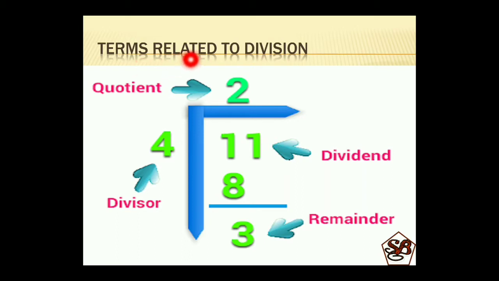Let's know some terms related to division. The number which we are dividing is called dividend. The number by which we are dividing is called divisor. After dividing, the number which we get is called quotient, and whatever is left in the end is called remainder. In this case, it is 3.